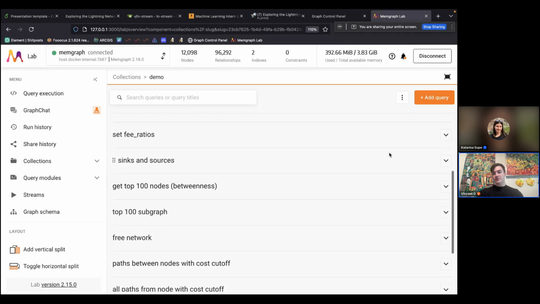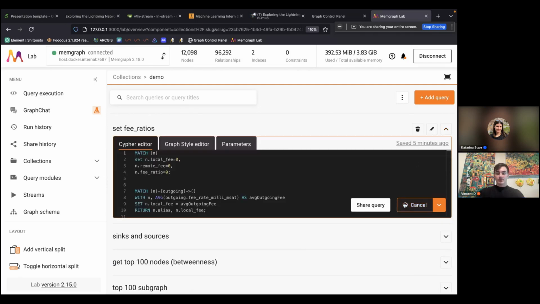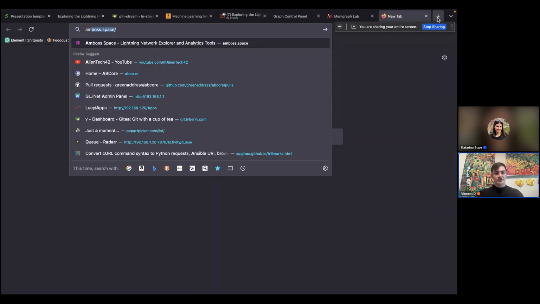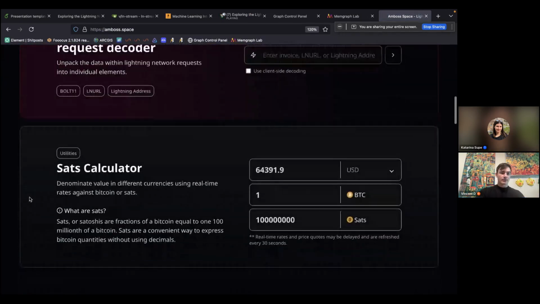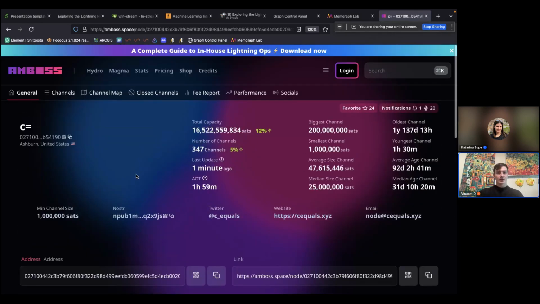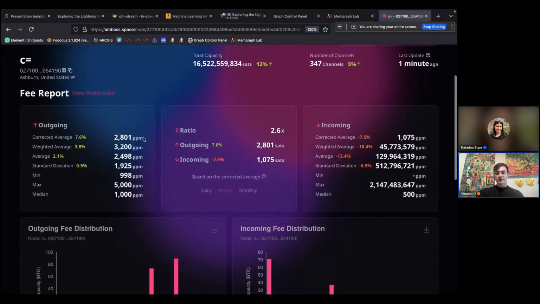So next up is fee ratio. This idea is useful for determining the sinkness or sourceness of a node. So if I go to our website, Amboss Space, and I look at which nodes have had the greatest capacity increase in the last 24 hours, C= is one of them. And in their fee report, we can look at their average outgoing fee versus their average incoming fee. And so this fee ratio gives us an idea of how much more it costs for this node to receive than it does for it to send.